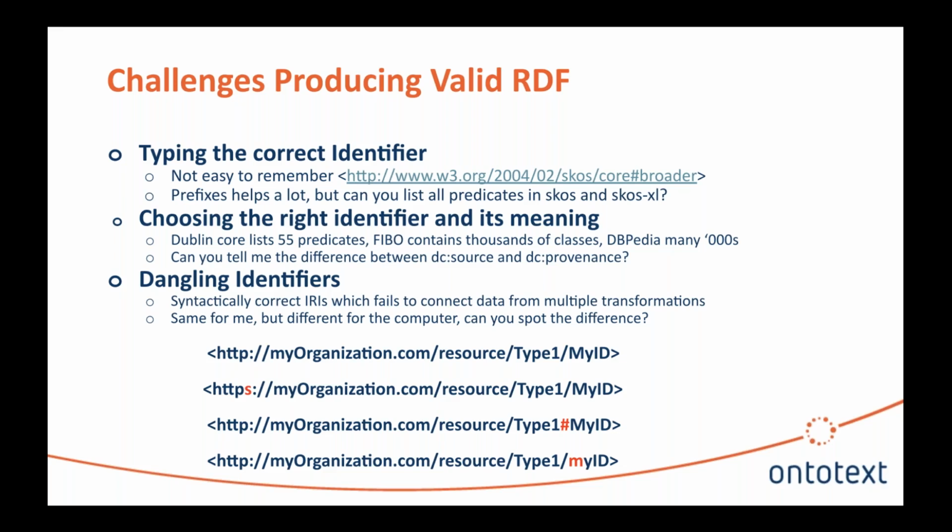Also, even if you find them, there is really slight variance, as we saw in the previous slide, like what is the difference between DC source and DC provenance. You need to open the schema or be a subject matter expert and know when to choose one or the other predicate.